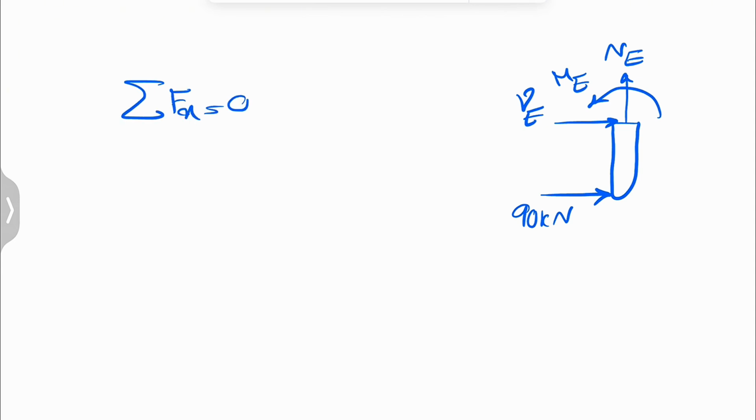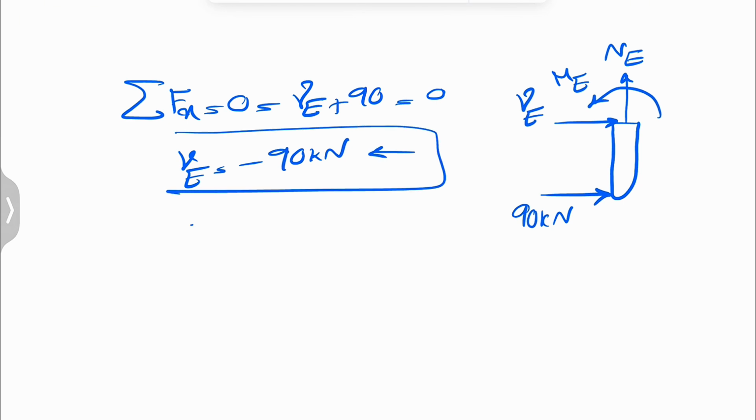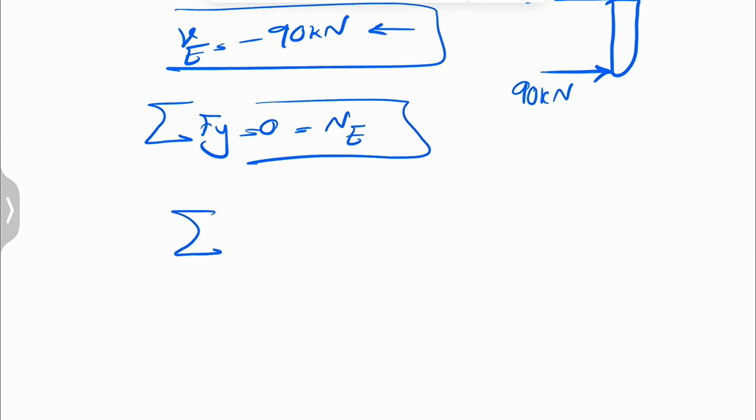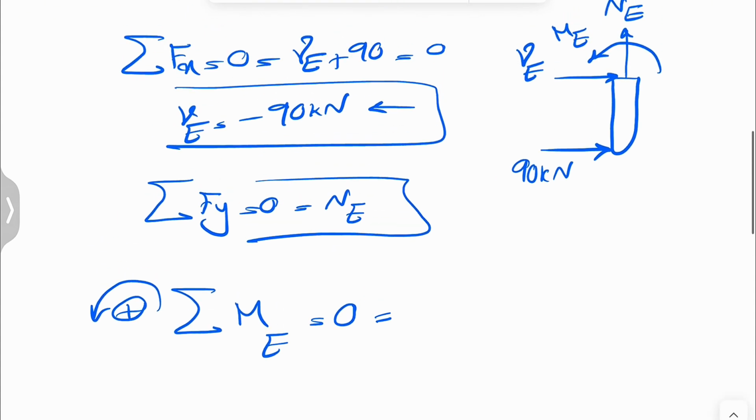So let's do sum of all forces in x equals 0. We have VE plus 90 equals 0. So that shows our VE is actually negative, negative 90 kilonewtons. The negative sign shows that the correct direction for VE is actually to the left. Sum of all forces in the y direction, we have NE as our only force in the y direction, so NE is 0.